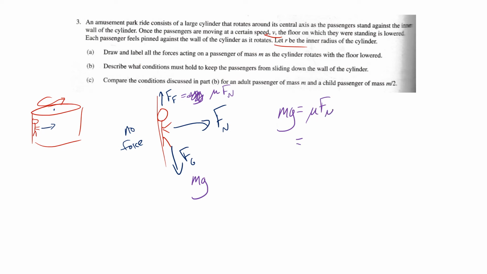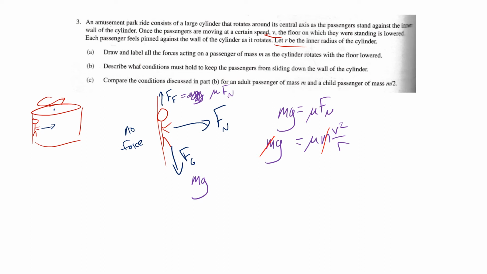But the force normal, I can figure out what formula that is, because the force normal is going to be from the centripetal motion here. So that is going to be m times v squared over r. Okay, fun stuff. Cancel out those m's. Bada bing, bada boom.